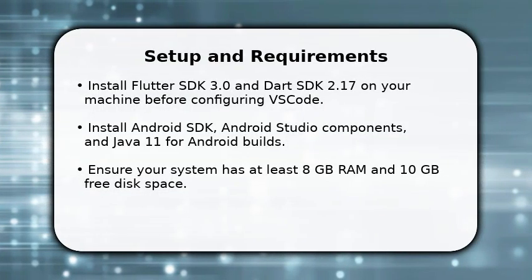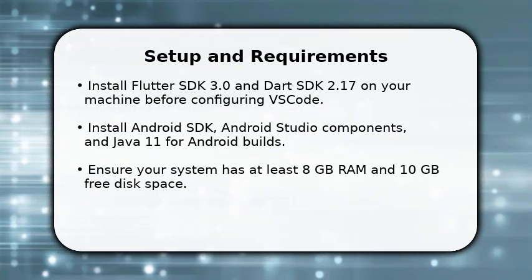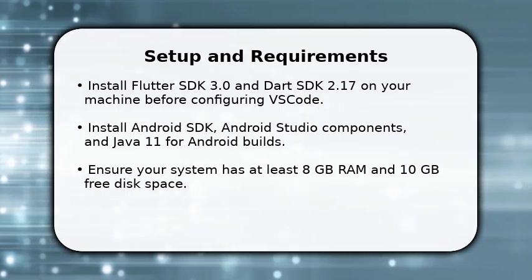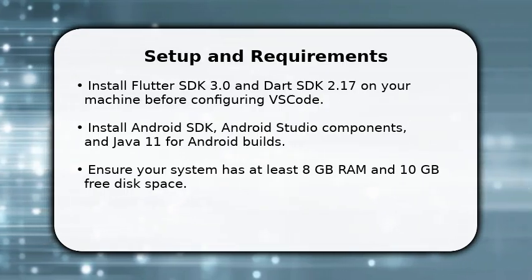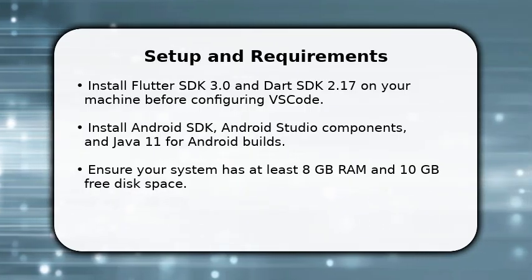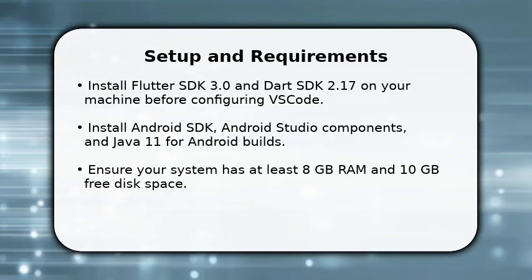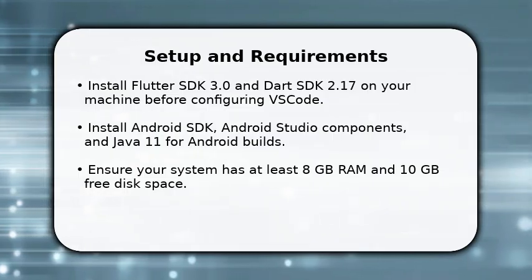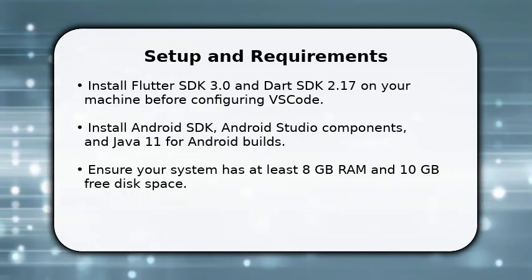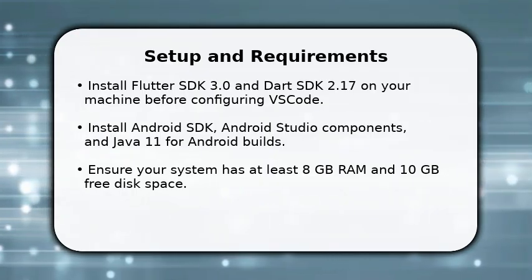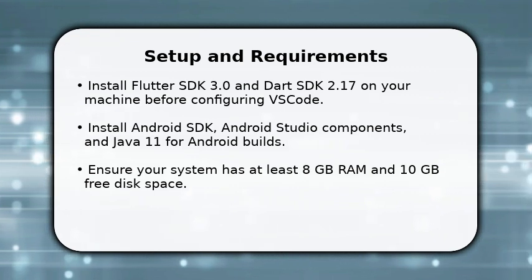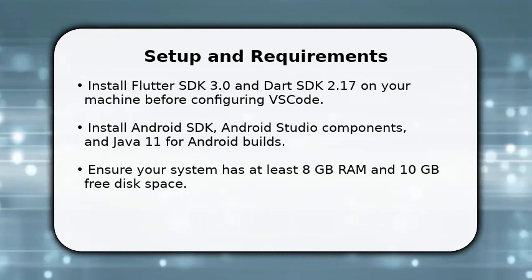First, install the Flutter SDK 3.0 and Dart SDK 2.17 on your machine. Follow platform steps for Windows, macOS, or Linux in sequence. Next, install the Android SDK and required Android Studio components for emulators. Also install Java 11 for Android builds to avoid toolchain errors during compile. Verify you have at least 8 GB RAM and 10 GB free disk space for SDKs and emulators.